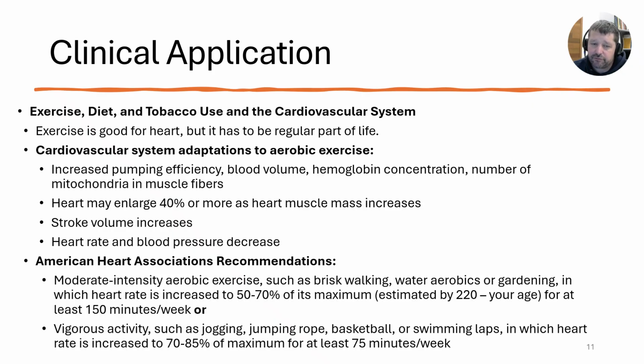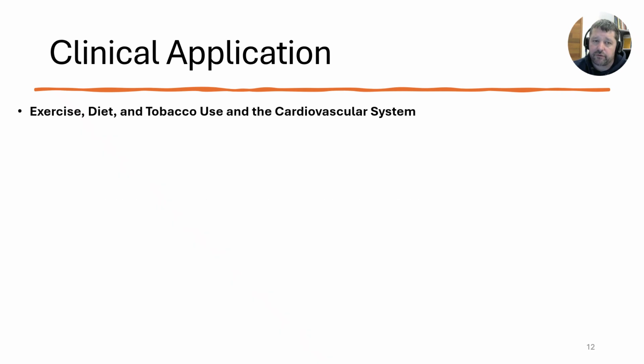So just 150 minutes a week, get your heart rate to 140 if you're going for the 70%. If you're going for just 50%, get your heart rate to 100 for 150 minutes a week, and that's what the American Heart Association recommends. Okay, if you're going to do vigorous, now you've got to go 70 to 85%, less amount of time, but a higher heart rate for that less time that you're going to spend exercising.